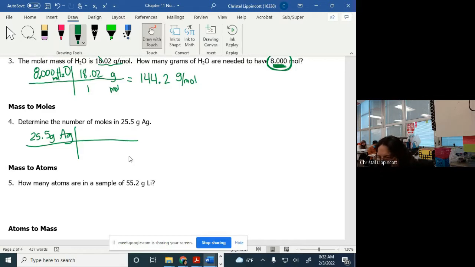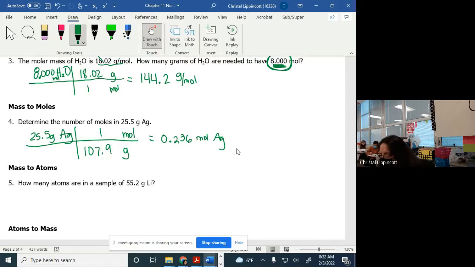Three sig figs, right? Yep, 3 sig figs. So I'm going to have grams down here. I'm going to have moles here. This is off the periodic table, 107.9 is here. And this is going to be 1. So 25.5 divided by 107.9. I end up with 3 sig figs. So 0.236 moles of Ag. Got that? Cool.